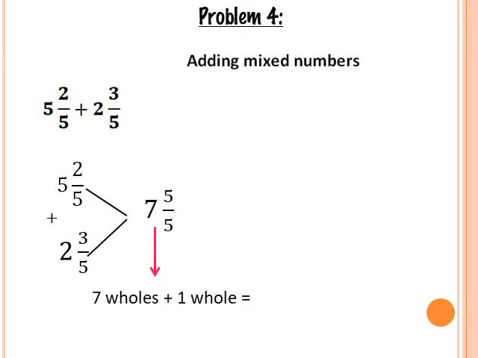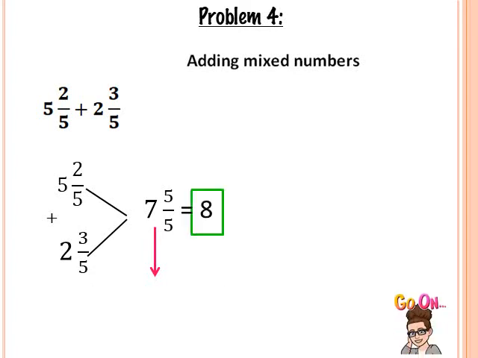What I noticed about 7 and 5/5 is 7 is wholes, and 5/5 is a whole. So 7 wholes plus 1 whole is 8 wholes. So 7 and 5/5 actually equals 8.